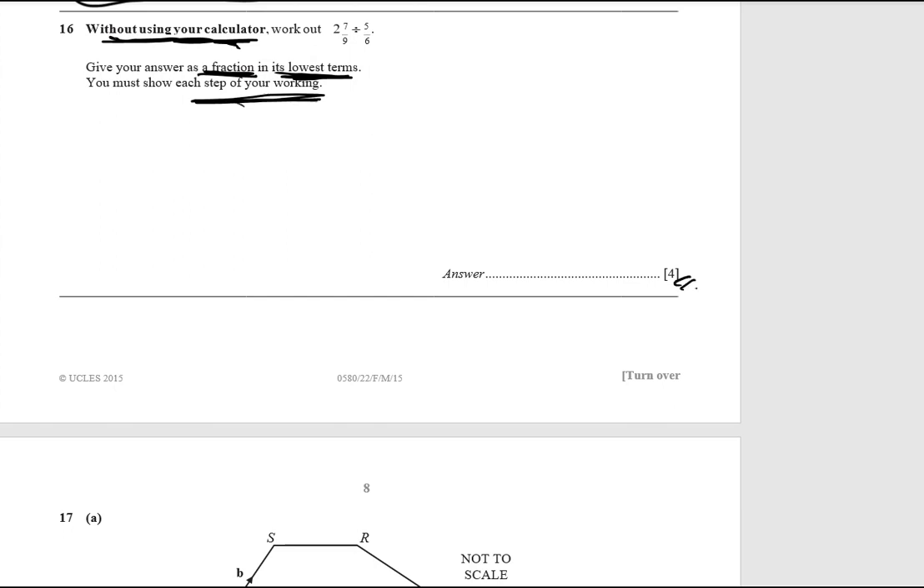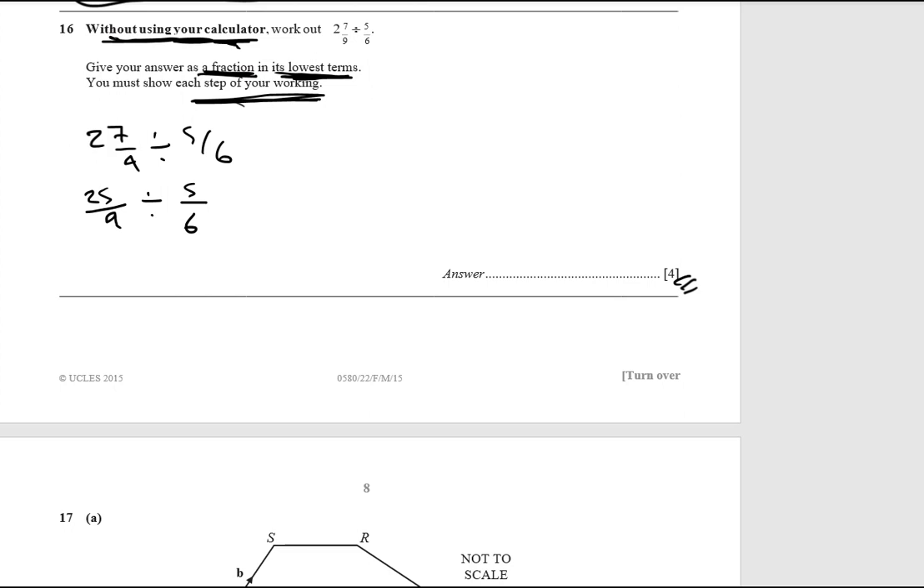And this is 4 marks. So, 2 7 over 9 divided by 5 over 6. 9 multiplied by 2 is 18. 18 plus 7, it's 25 over 9 divided by 5 over 6.